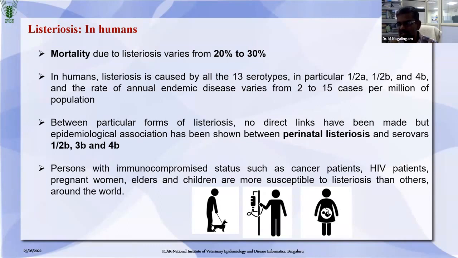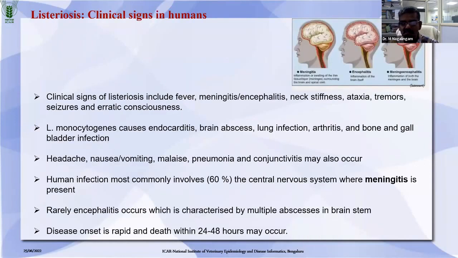In case of human beings, one more most important thing is that it affects mainly cancer patients. That means immunocompromised people, cancer patients, HIV patients, and also pregnant women, elders, and children. They are most susceptible to Listeria. In normal human beings as well as in normal sheep and goats, Listeria can be ingested and can be found in the feces of healthy animals and healthy human beings. It does not indicate infection unless it invades inside and causes the disease. Till then, we cannot term it as a disease.